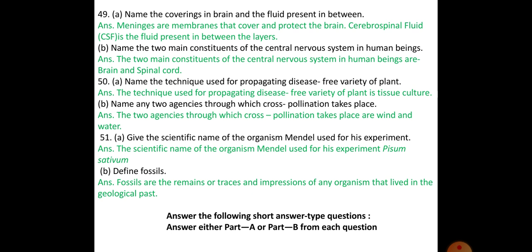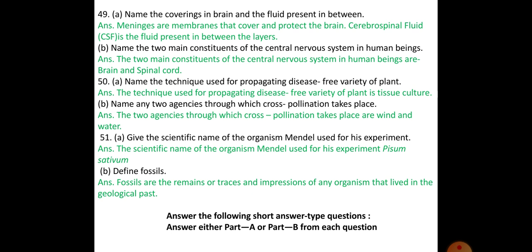Name the technique used for propagating disease-free variety of plant. The technique used for propagating disease-free variety of plants is tissue culture. Name any two agencies through which cross-pollination takes place. The two agencies through which cross-pollination takes place are wind and water. Give the scientific name of the organism Mendel used for his experiment. The scientific name of the organism Mendel used for his experiment is Pisum sativum.